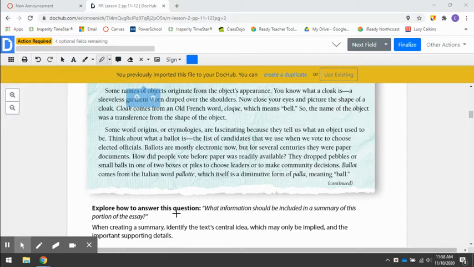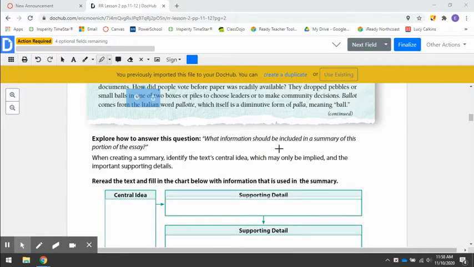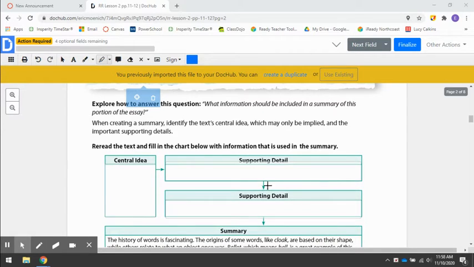So explore how to answer this question. What information should be included in a summary of this portion of the essay? When creating a summary, identify the text's central idea, which may only be implied, and the important supporting details. So let's start off here and try to come up with some supporting details. Or you know what? They give us the summary. So let's take a look at that.